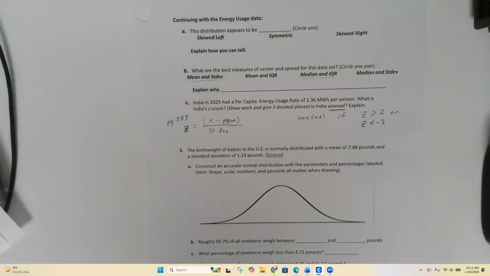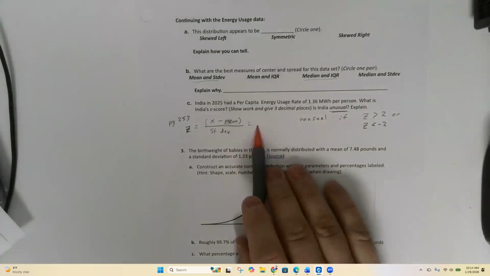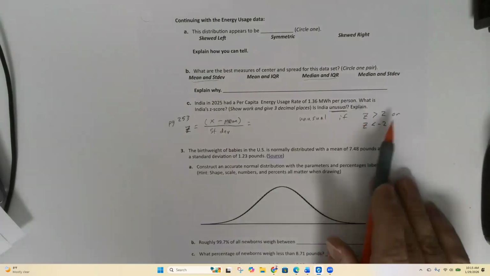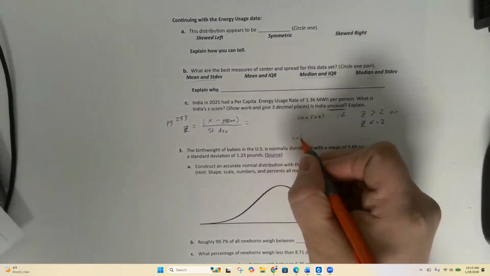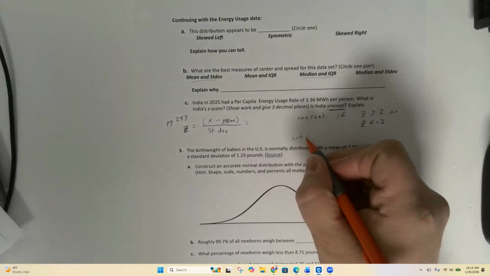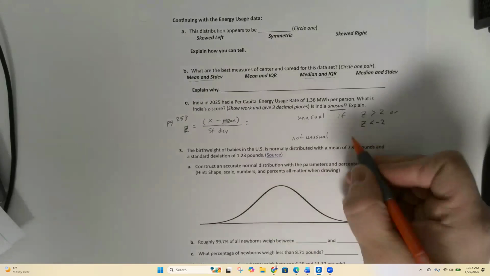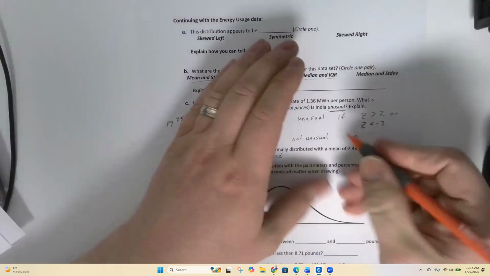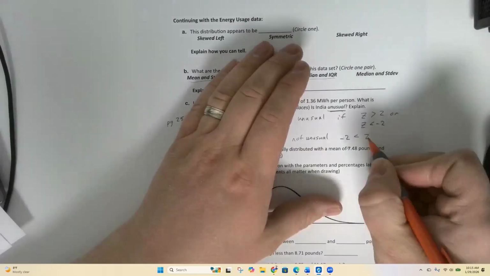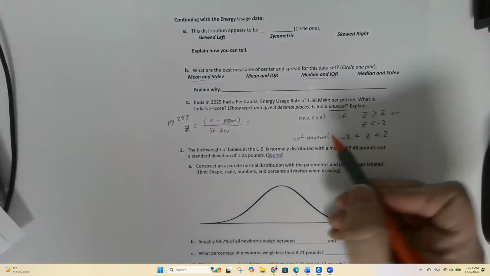So you're going to calculate your z-value, your number here. Whatever number it gives you, you're going to check, is that number bigger than 2? Is that number less than -2? If it's not, then it's not unusual. It's not unusual to be loved. All right, here we go. If your z-score is between 2 and -2, then it is not unusual.